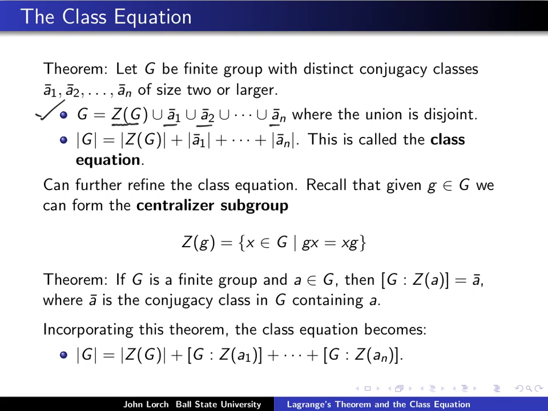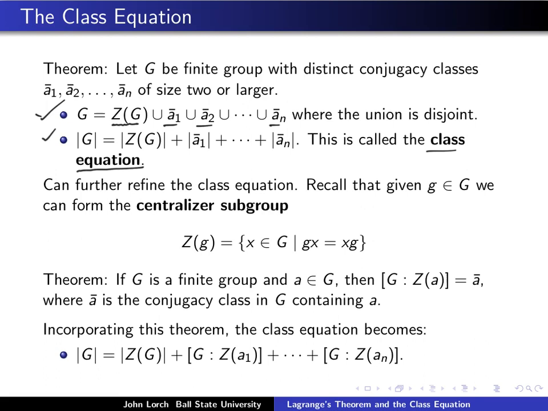Now, this first bullet has something to say about the size of G, right? So that means the size of G is the size of the center together with the sizes of all of these conjugacy classes that are of size 2 or larger. And this latter equation that involves the size of G has a name. It's called the class equation.